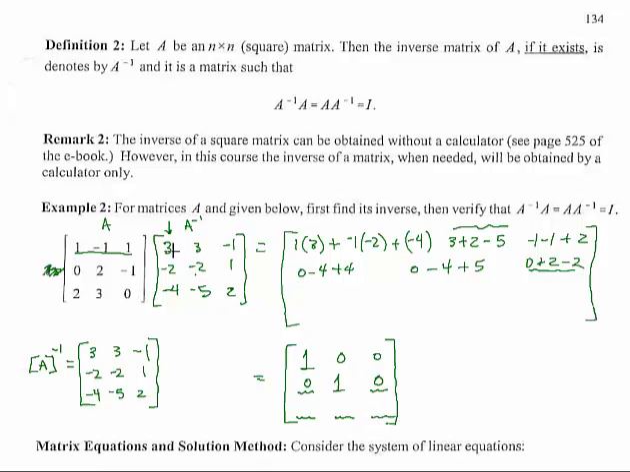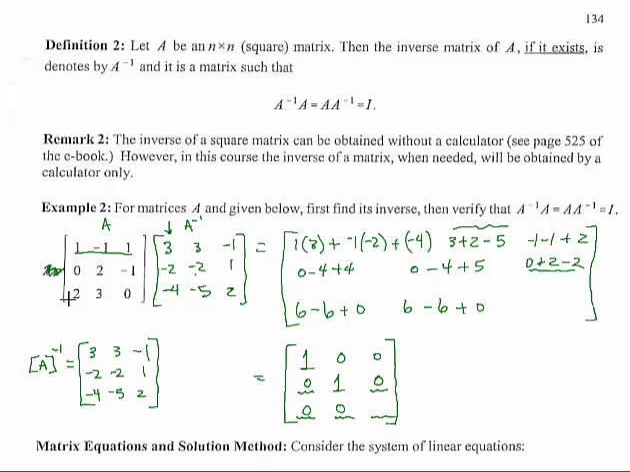Alright, third row, first column. Goes in the third row in the first column. 2 times 3, 6. 3 times negative 2, minus 6, and 0 times a negative 4, 0. 6 minus 6, 0. Alright, so neither one of these first two elements of the third row are in the principal diagonal, so they should be 0.